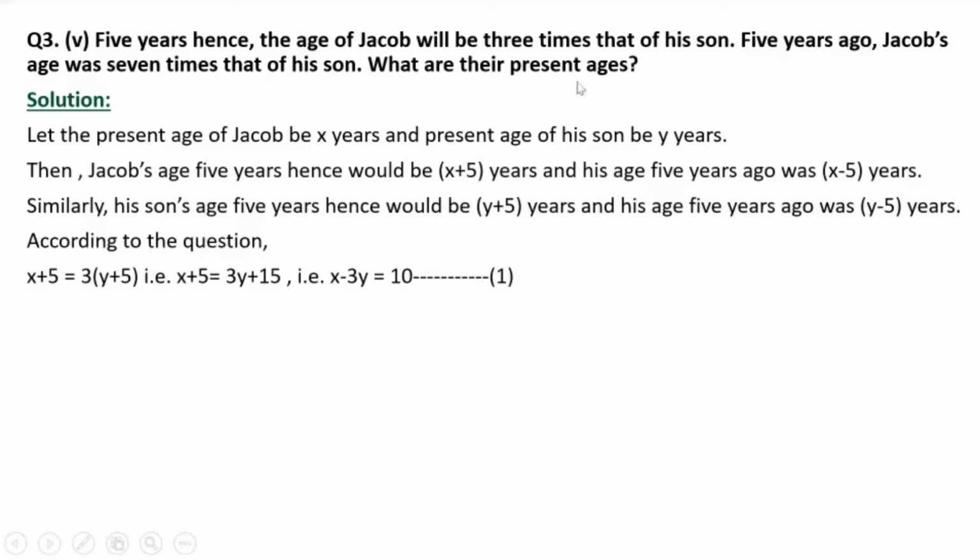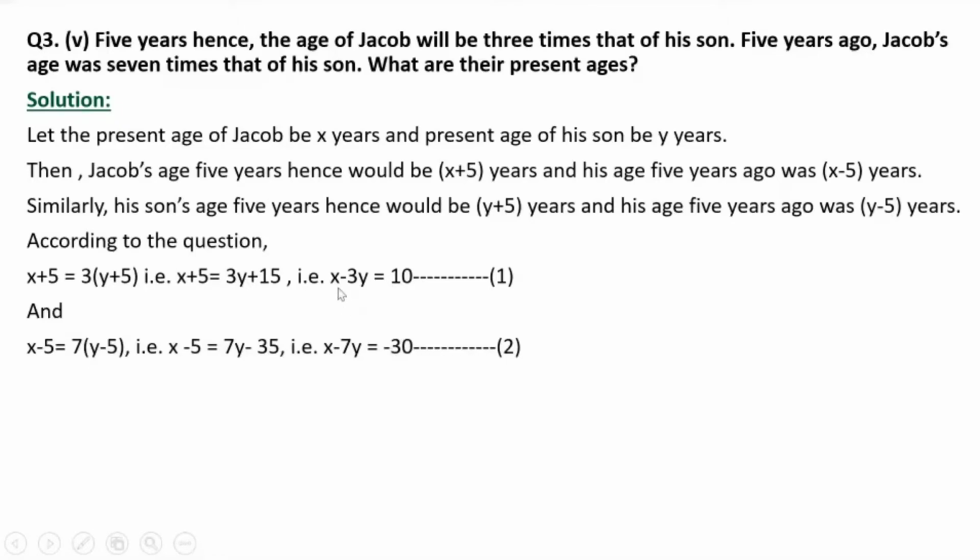Let's come to the second equation. 5 years ago means 5 years back, before 5 years. So whatever is the age now, subtract 5 from it to get the age that was 5 years ago. It's given that 5 years ago, Jacob's age was 7 times that of his son. That means x minus 5 is equal to 7 times (y minus 5). That simplifies to give me x minus 7y is equal to minus 30.